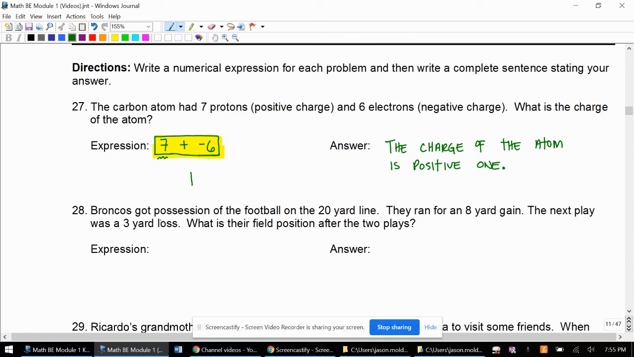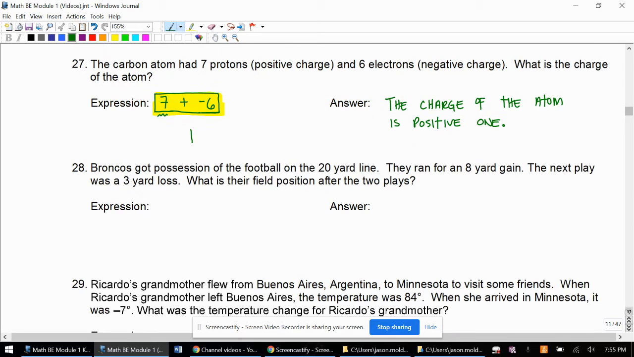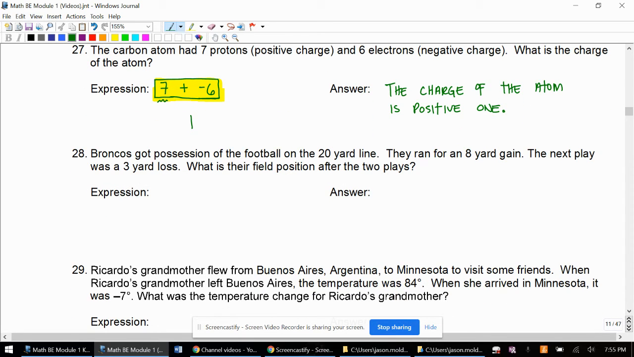Last problem, 28. The Broncos got possession of the football on the 20-yard line. They ran for an 8-yard gain, and the next play was a 3-yard loss. What is the field position after the 2 plays? So let's annotate this. They got possession at the 20-yard line, so that was their starting spot. They gained 8 yards, which was good, meaning positive. And then a 3-yard loss, which is bad or negative. So we're going to have an expression that is 20 plus 8, which is positive, plus negative 3. We'll box that and we'll figure out what is the grand total.